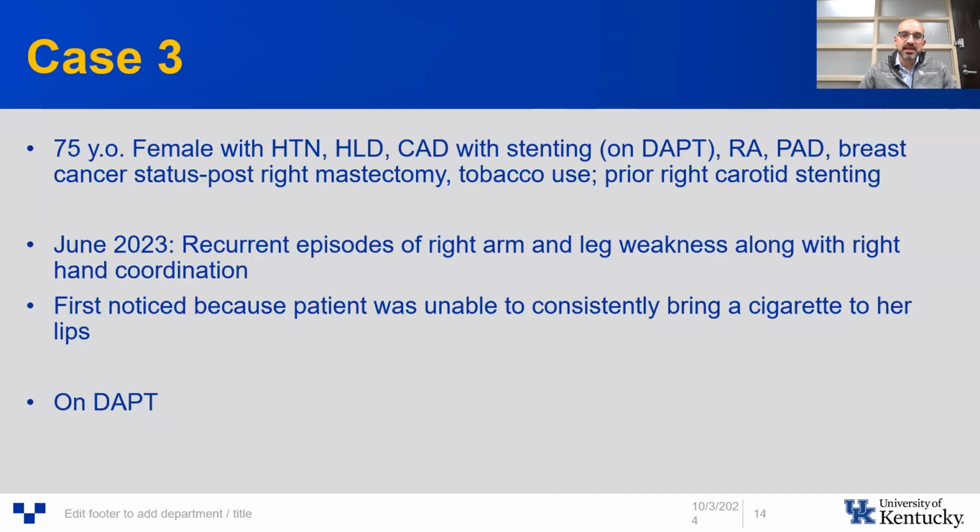And along with that was a smoker of some repute. And of note, she had already undergone a right carotid stenting in the years prior. So she presented with recurrent episodes of right-sided arm and leg weakness, along with right-hand coordination problems. It appears that the devil sometimes is in the details: the only reason her family noticed she was suffering from these symptoms is because she was seen not to be smoking as much as she usually does, because she had trouble bringing her right arm to her lips.